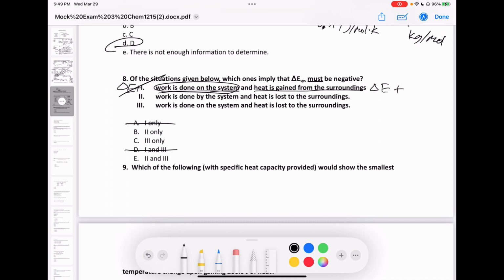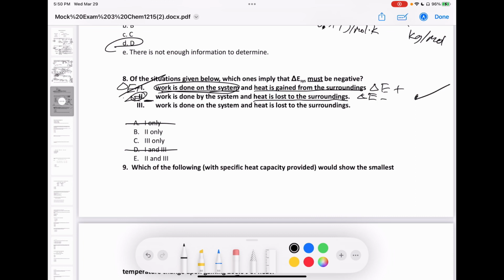Then work is done by the system, like we just said. If work is done by the system, you can think of that as lifting weights or pushing something. You are expending energy, so you're going to be losing energy. For this one, delta E is going to be negative. And then heat is lost to the surroundings. Heat is lost, that means energy is lost, so delta E is also negative for that. So for answer choice 2, this is for sure going to be in one of the answers.